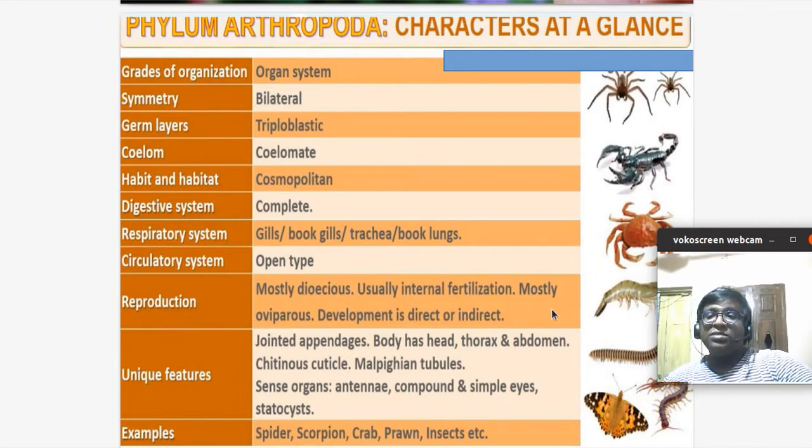So reproduction, it is mostly dioecious. That is, you can differentiate between male and female. That is sexual dimorphism you can notice. So fertilization is internal, that is within the female genital tract. They are egg laying. From now on, we use this term oviparous. If they are egg laying, we call it oviparous. If they give birth to young ones, we call it viviparous. So mostly they are oviparous and development is direct in few of them, that is the young one directly develops into adult.